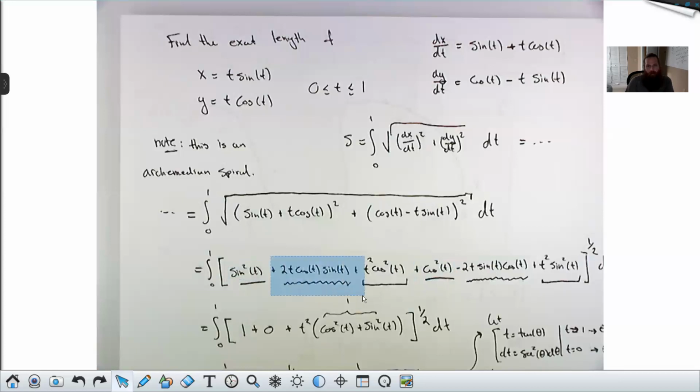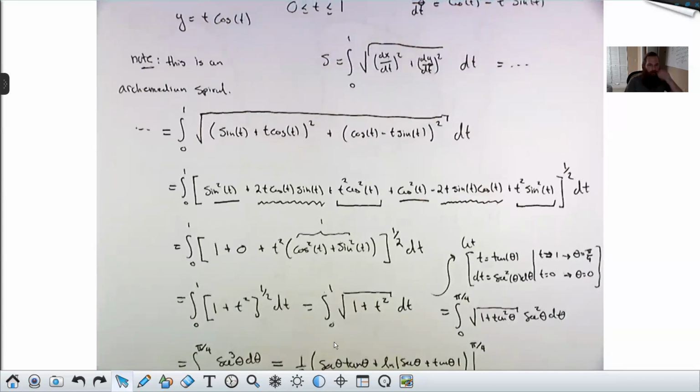The squiggly underlined things cancel exactly: plus 2t sine t cos t minus 2t sine t cos t. So those add up to 0. And then the bracket underlined things, that's t squared cos squared t plus t squared sine squared t. I can factor out a t squared, and I get cos squared t plus sine squared t. Those add up to 1. So this piece is 1. So altogether, I get the integral of the square root of 1 plus t squared.